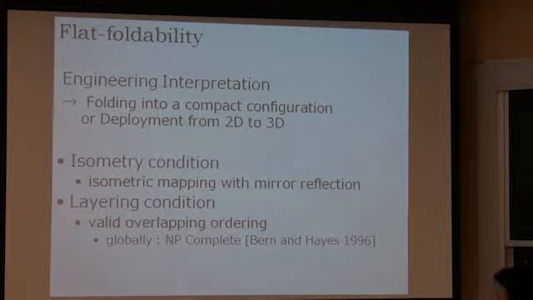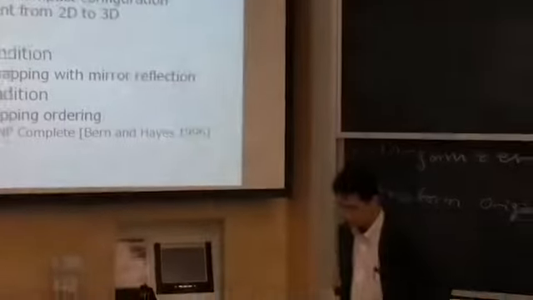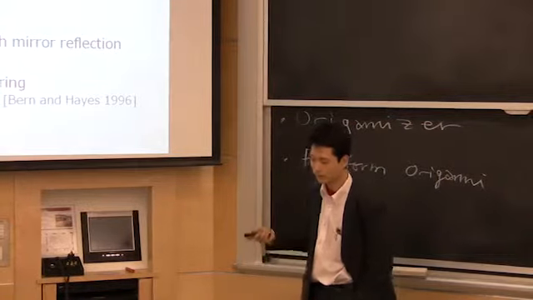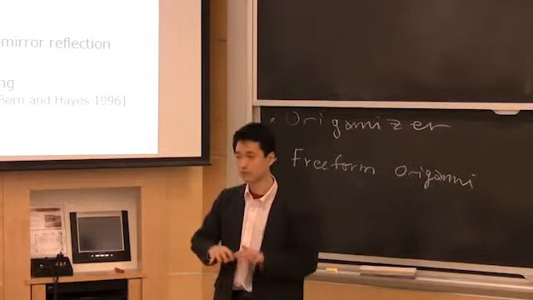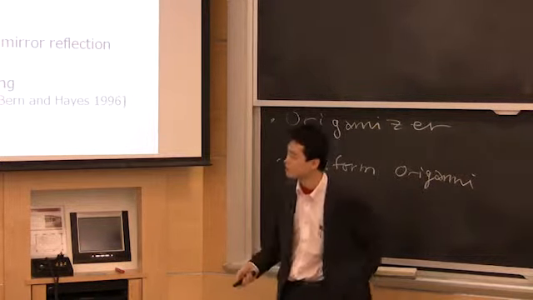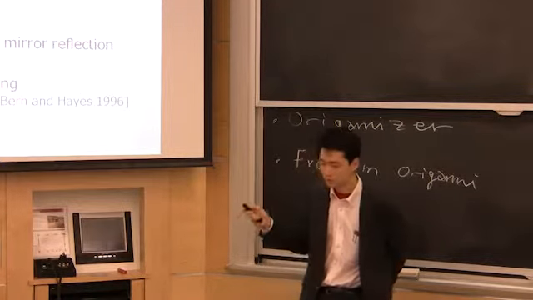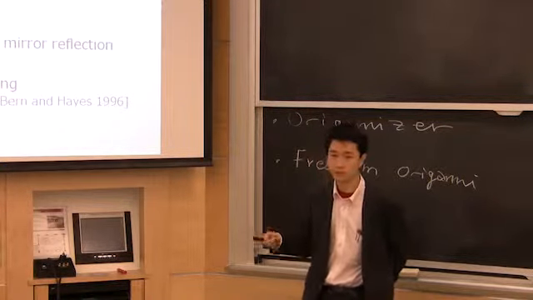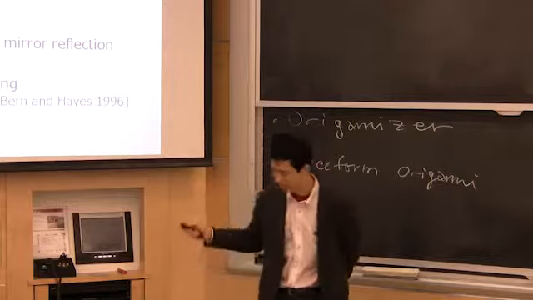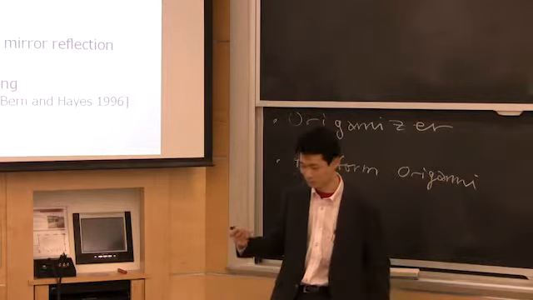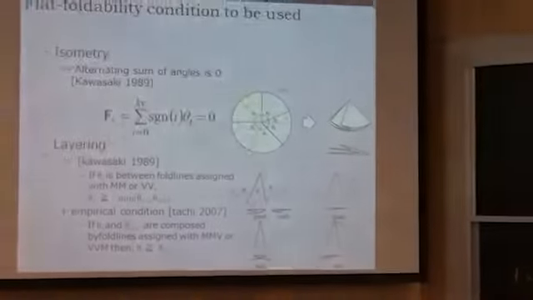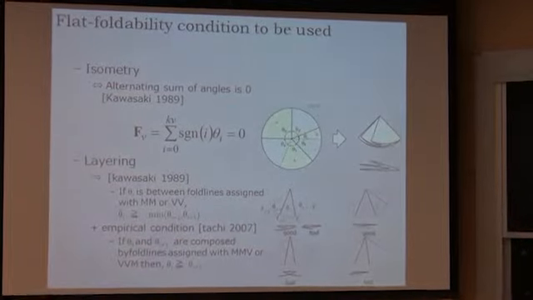We also want to have flat foldability for the surface. This is applicable for compactly packaging a surface, from 3D to 2D and from 2D to 3D. It's also represented by an isometric condition, like in developability. And we also have a layering condition, which is actually NP complete, so it's hard. But for practical purposes, we can avoid that.